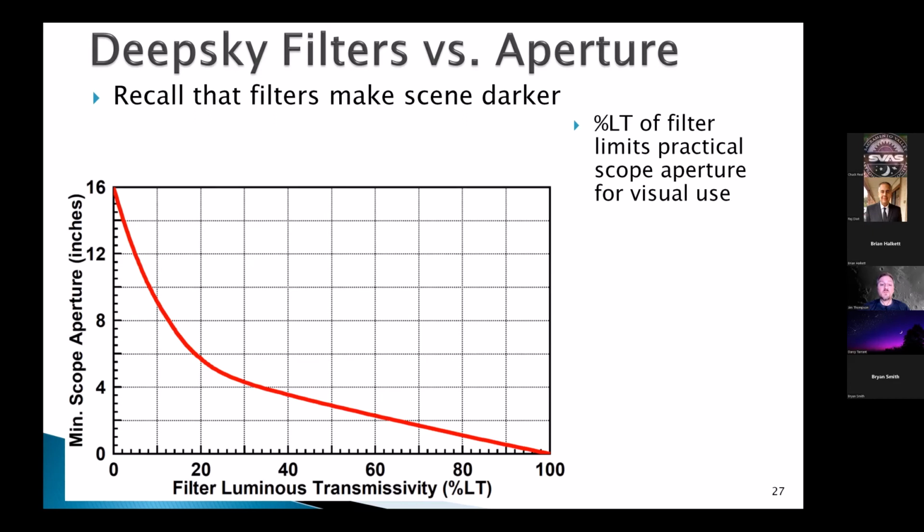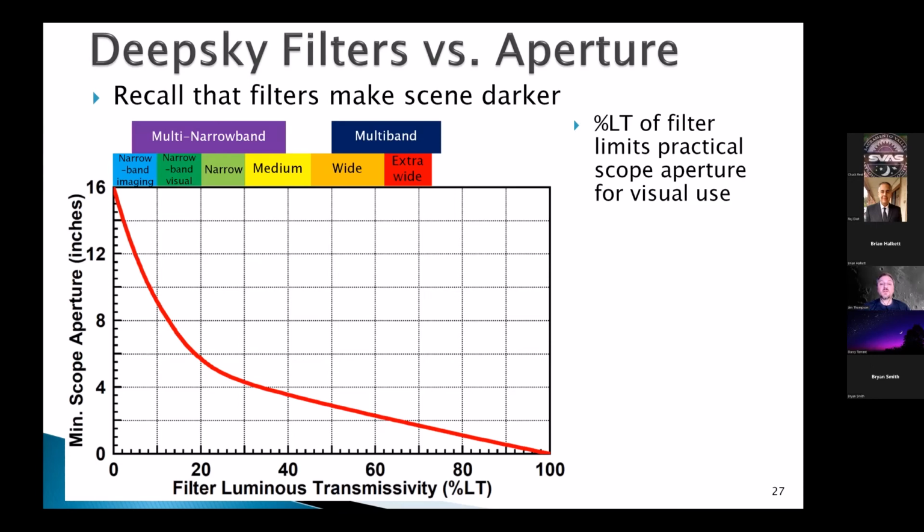This plot provides a general recommendation for how dim a filter you can use with different sized scopes. At the top, I have marked off the ranges of percent LT that are common for the different categories of deep sky filter. So, for example, if you wanted to use a typical medium broadband filter with a 4-inch refractor, you'd probably be okay. Trying to use a narrowband filter with a 4-inch refractor is probably pushing your luck.